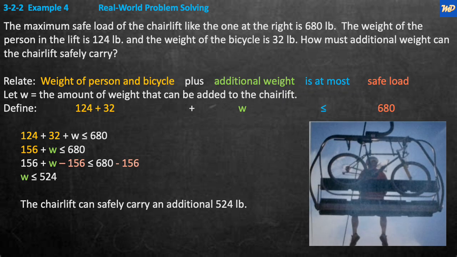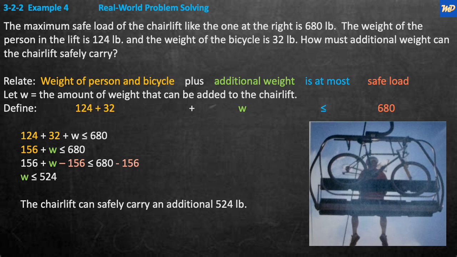Okay, example 4. It's a real world problem. A maximum safe load of the chairlift, like the one shown here at the right, is 860 pounds. The weight of the person in the lift, you see the person in there, is 124 pounds. And the weight of the bicycle, also that's on that lift, is 32 pounds. How much additional weight can the chairlift safely carry?